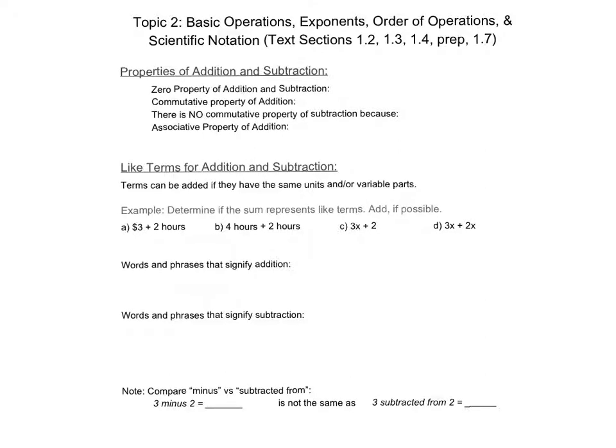In topic 2, we'll study a variety of different review topics. The first thing will be the properties of addition and subtraction. So I've listed a few properties here, and let's illustrate them with some examples.